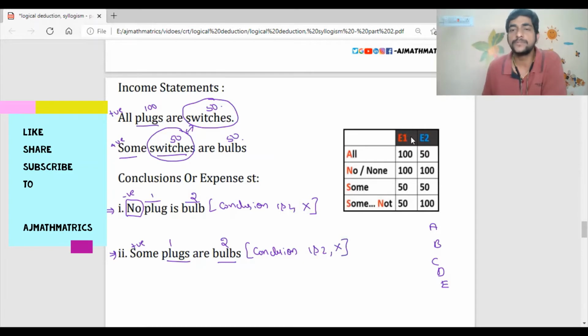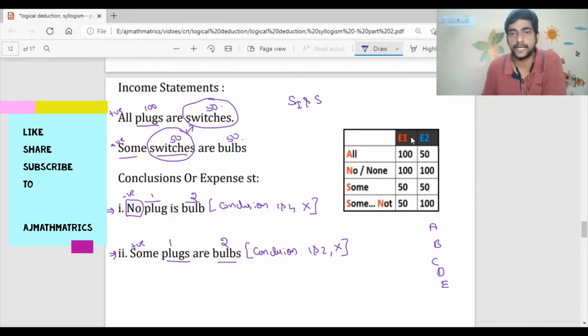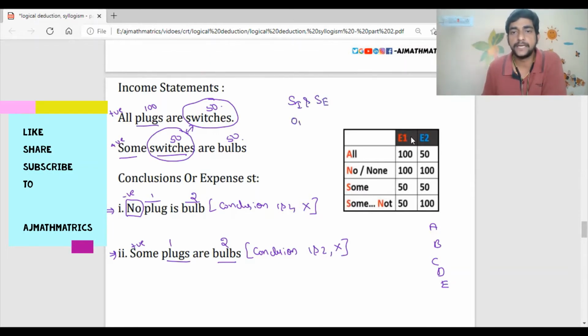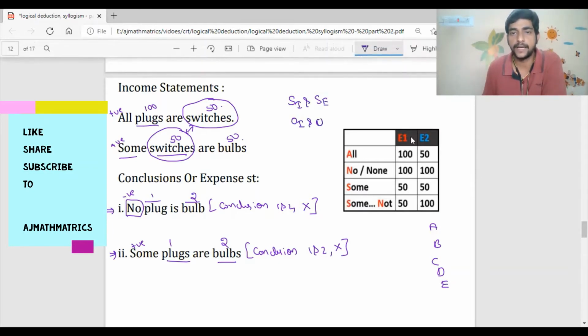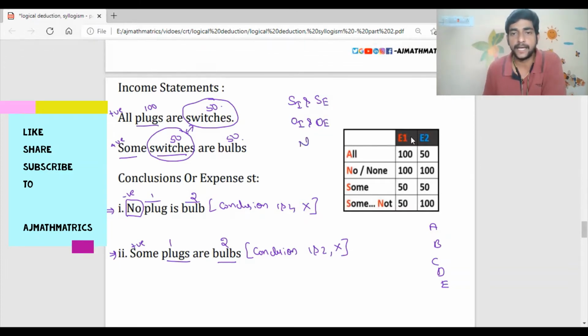When we want to check whether a conclusion exists or not, first we need to check the subject income and subject expense values, next the object income and object expense values, and we'll check the nature, and we'll check the middle term as well. These are the few things we need to verify. If any one of these conditions is not satisfied, then the conclusion will not exist. So here these two conclusions do not follow.